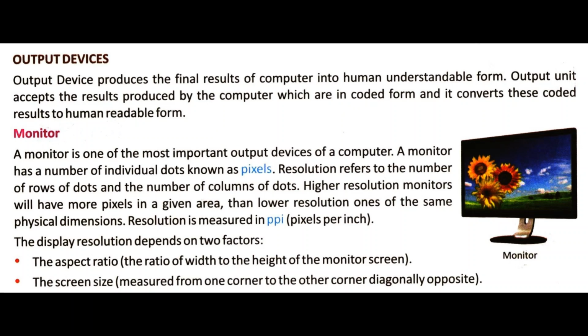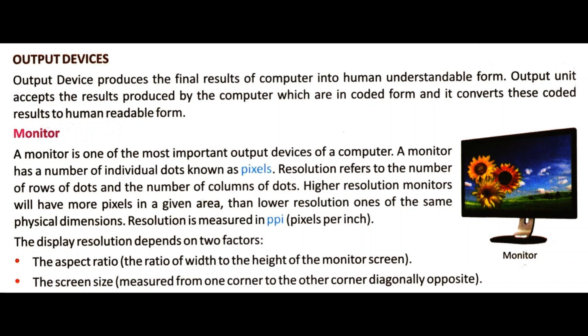Output devices are those devices by which the computer gives the result or output that is understandable by humans. The output unit accepts the results produced by the computer, which are in encoded form, and converts these coded results to human-readable form. The various output devices are monitor, speaker, plotter, inkjet printer, non-impact printer, line printer, and many more. A monitor is one of the most important output devices of a computer.